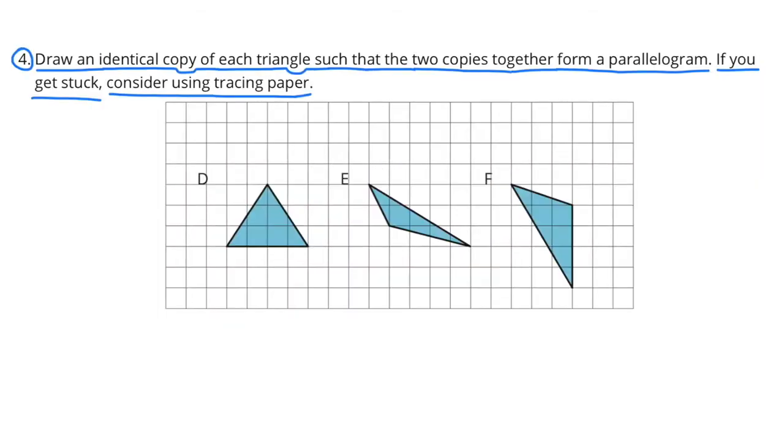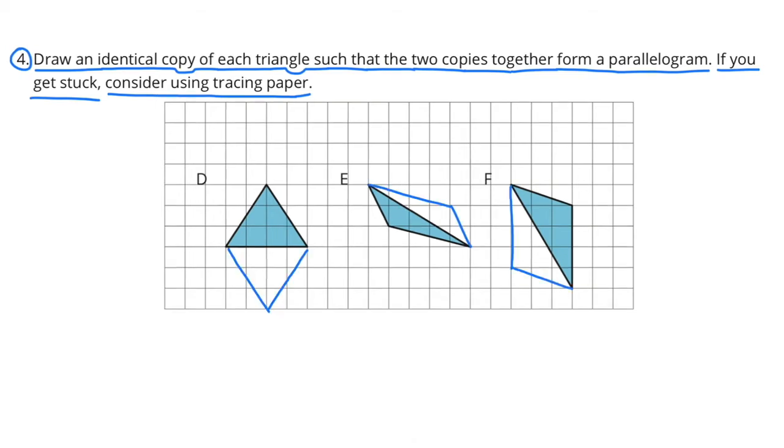Number 4. Draw an identical copy of each triangle such that the 2 copies together form a parallelogram. If you get stuck, consider using tracing paper. I've drawn identical copies of each triangle and I've joined them together to form parallelograms.